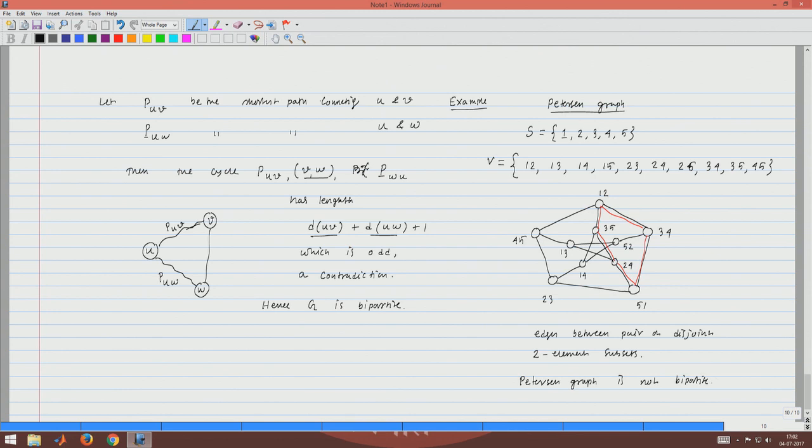Okay. So what we have learned regarding bipartite graphs is that a graph is bipartite if and only if it does not contain odd cycles, and we have proved that characterization. We also learned what the Petersen graph is, and we noticed that the Petersen graph is not a bipartite graph. Thank you very much.